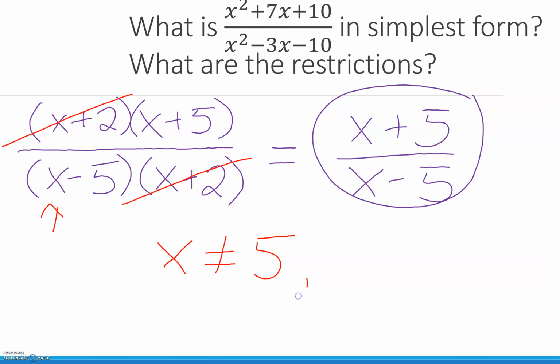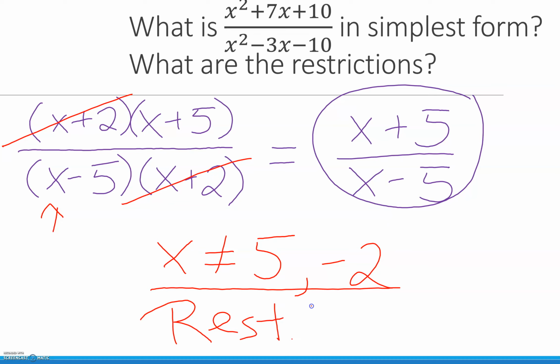And it also cannot equal negative 2. Because if we put a negative 2 in that second expression there, the x plus 2, that would also create a 0 in the denominator. So these would be our restrictions. X cannot equal 5 or negative 2. And then our x plus 5 over x minus 5 would be our answer in simplest form.